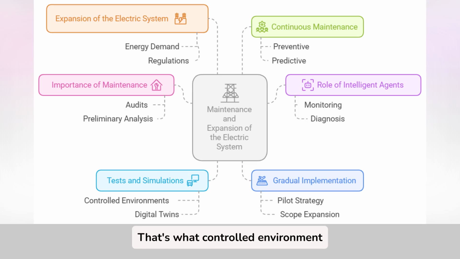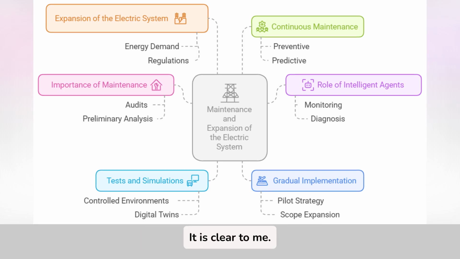That's what controlled environment testing and simulations are for. These allow us to model real scenarios and analyze the behavior of the agents without risk to the equipment. For example, using digital twins, we create a virtual replica of the transformer that reflects its condition in real time. In this way, we anticipate potential failures and optimize maintenance strategies. It is clear to me.